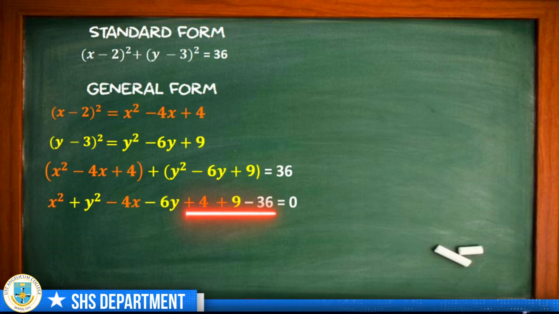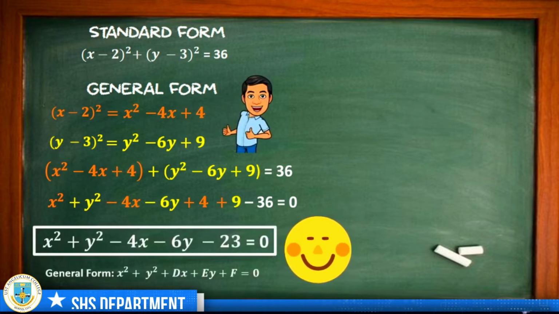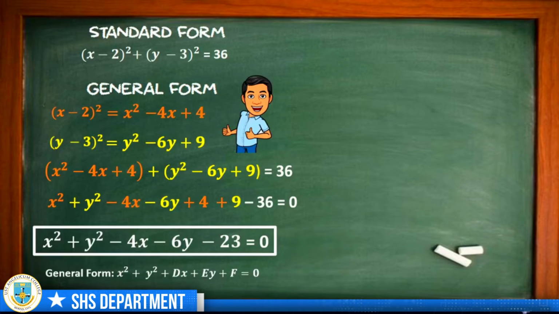Okay, so we need to transfer positive 36 to the left side of the equation through addition property of equality. So now we simply combine the constants 4 plus 9 minus 36. So that will give us the final answer of x squared plus y squared minus 4x minus 6y minus 23 is equal to 0. And notice we have followed the general form. That is x squared plus y squared plus dx plus ey plus f equal to 0.